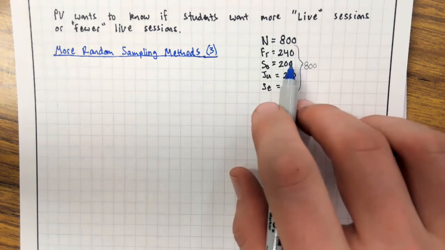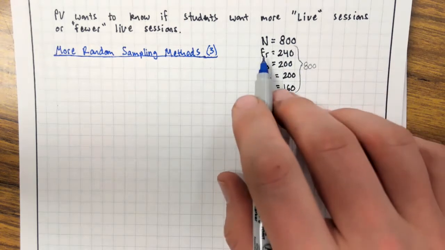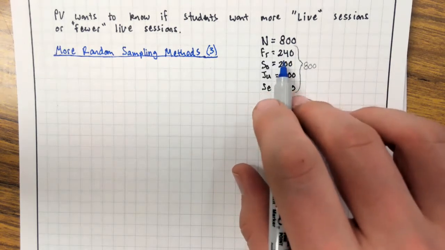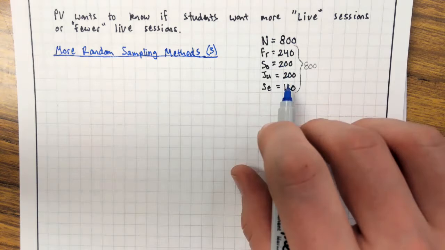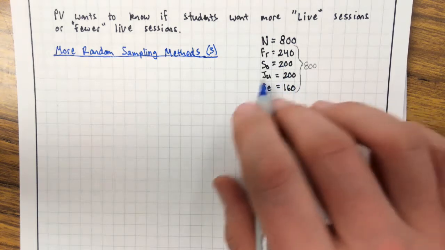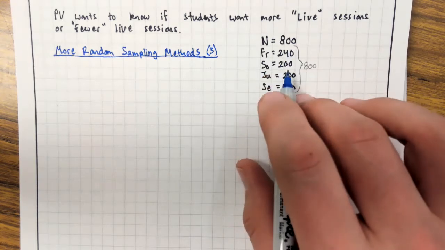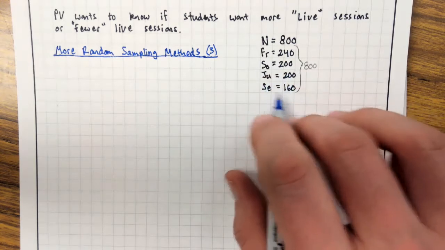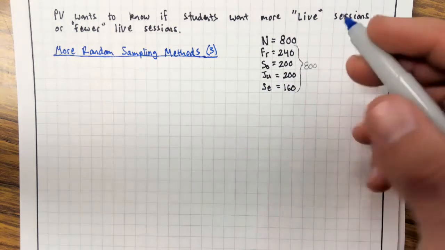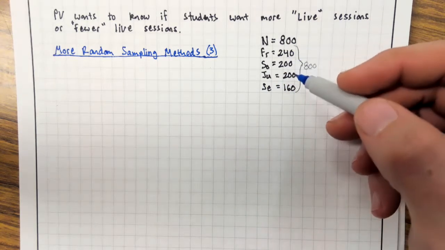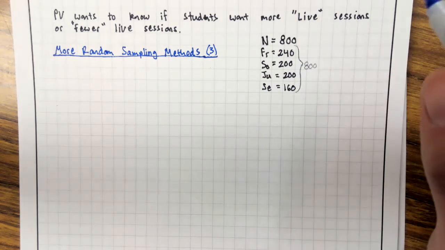And within these 800 students, we've got these categories. We've got some freshmen, there's 240. And typically, the seniors are going to be the least represented class. A lot of kids drop out, graduate early, transfer, whatever, by the time they reach their senior year. So you can see that we've got 240, 200, 200, and 160 seniors.